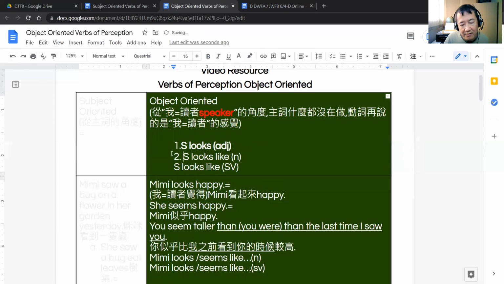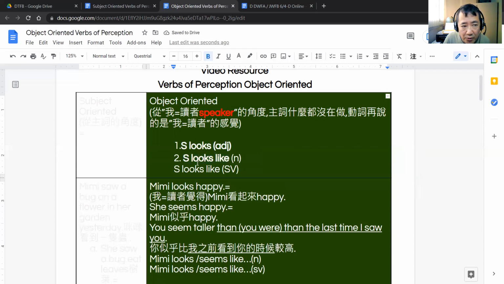The second structure that we're going to talk about is, again, the subject, someone, and some verb of perception. It could be looks, sounds, seems, feels, tastes, okay, and then followed by the word like, and then something, okay. So let's continue using the word looks, because that is a word that's easy to understand.